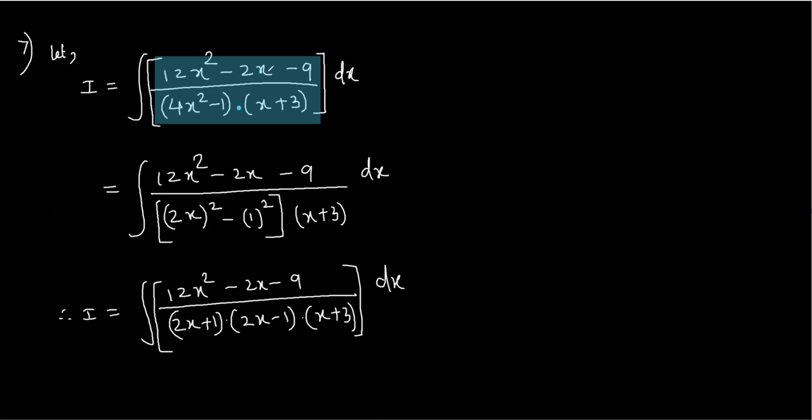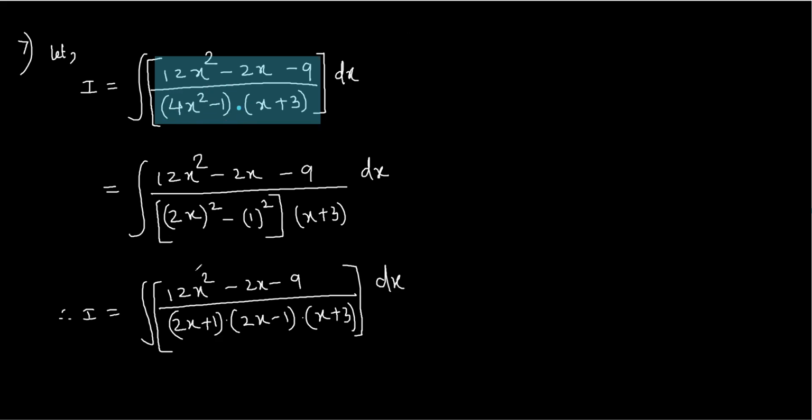Here we have one more problem for practice. See, this is the integral of 12x square minus 2x minus 9 divided by (4x square minus 1) into (x plus 3). Now in this problem, what has to be focused upon is this bracket. Many students do not understand that this 4x square minus 1 can be further factorized.